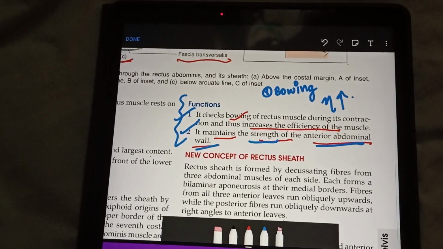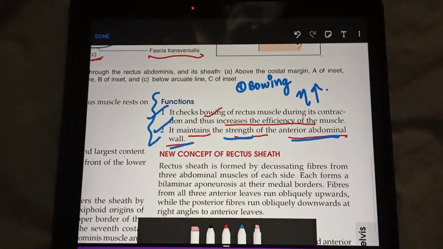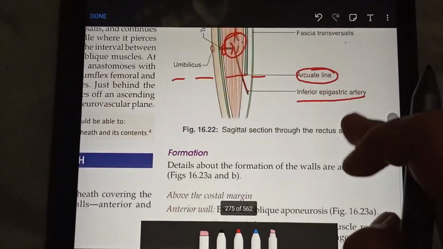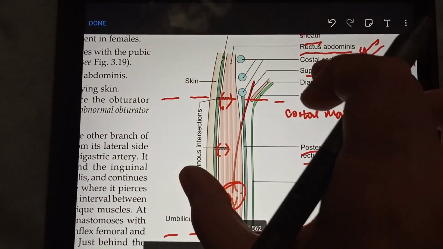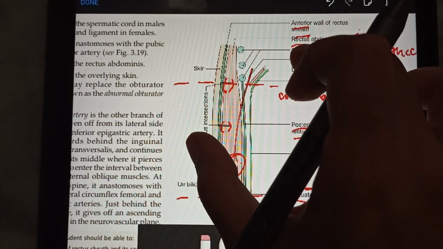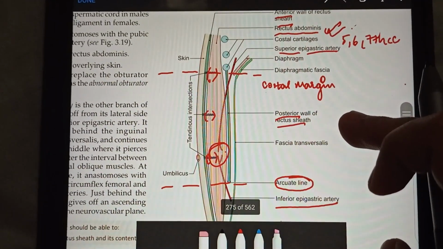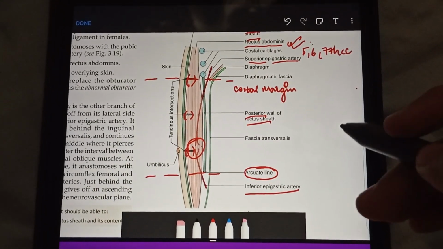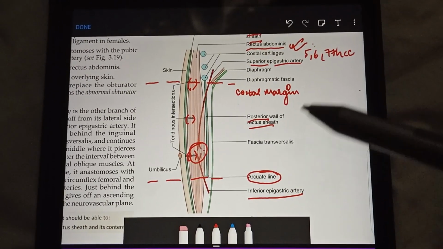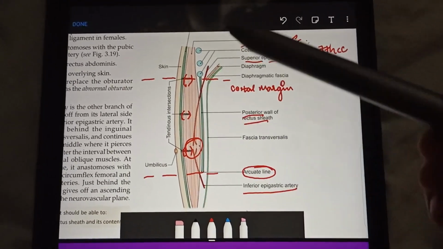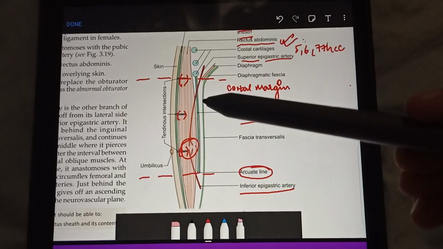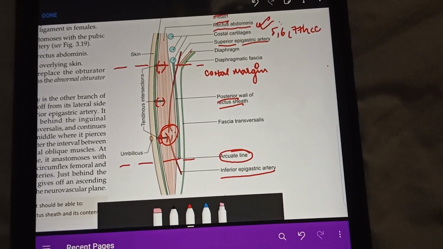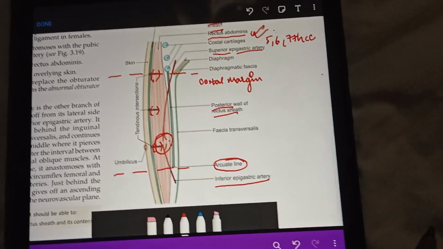We'll revise briefly whatever we have covered today. The first thing we saw was this diagram of the rectus sheath. What is the rectus sheath? The introduction. It is an aponeurotic sheath. It covers the rectus abdominis. It has two walls, anterior and posterior. Next we saw the features of the anterior and the posterior wall.